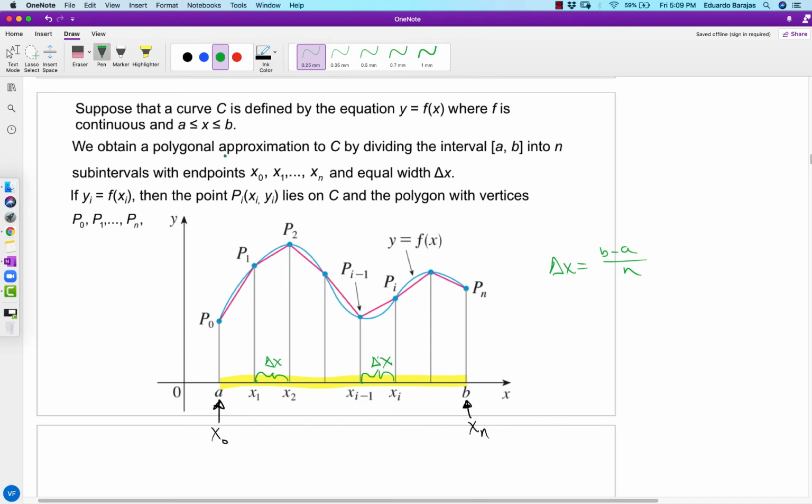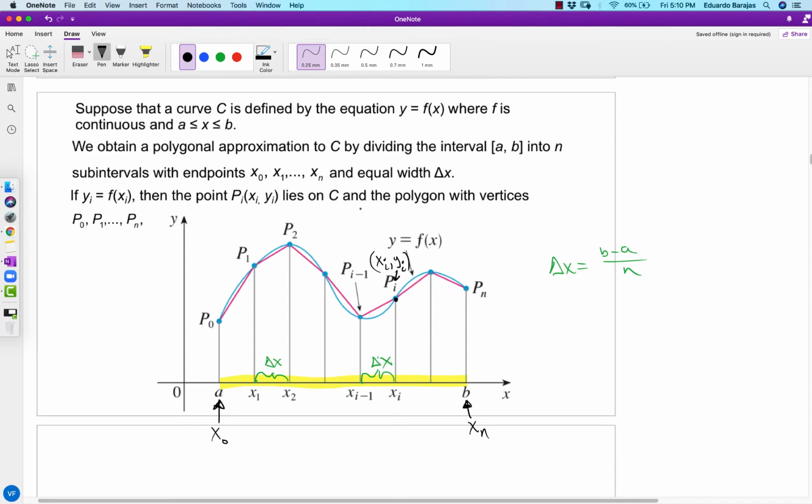Good. So we obtained the polygonal approximation to C by dividing the interval from A to B into n subintervals with endpoints x sub naught, x sub 1, dot, dot, dot, all the way out to x sub n, and equal widths of delta x. If y sub i equals f of x sub i, then the point P sub i is also known as x sub i, y sub i, right? So that's just referring to this point right here. This point P sub i is also this one. X sub i comma y sub i would be this point right there, also known as P sub i. And it lies on the curvature that we're interested in.